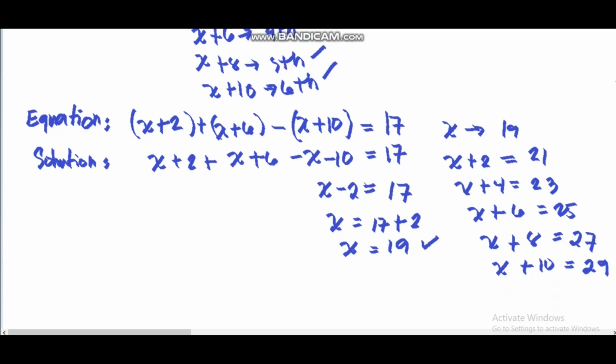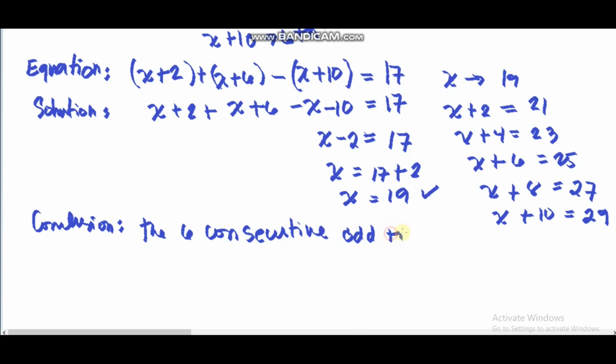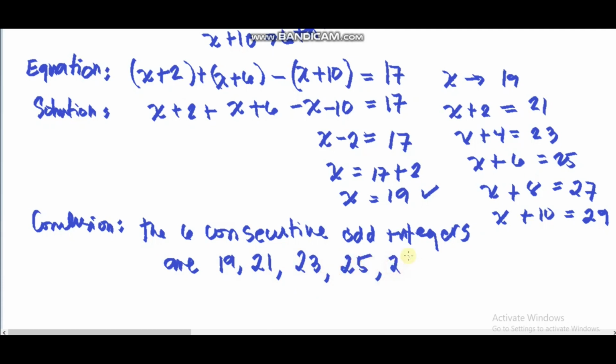So, we will now have our conclusion, or simply the answer. The 6 consecutive odd integers are 19, 21, 23, 25, 27, and last 29. Okay, very good.